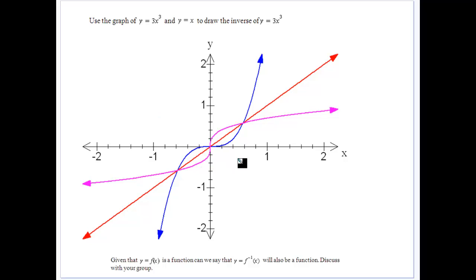So if we investigate 3x cubed and the inverse of 3x cubed, we can see 3x cubed there, and what its inverse will look like. Well, we draw up y is equal to x and see that everything's going to be reflected. Notice where the function y is equal to 3x cubed meets y is equal to x. That's where the inverse function will meet it as well.